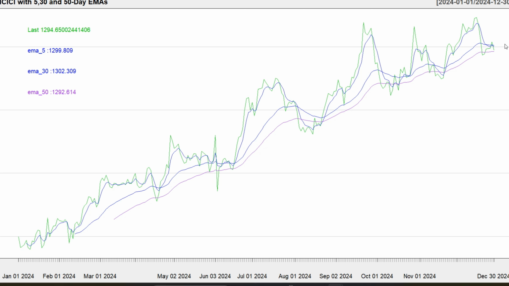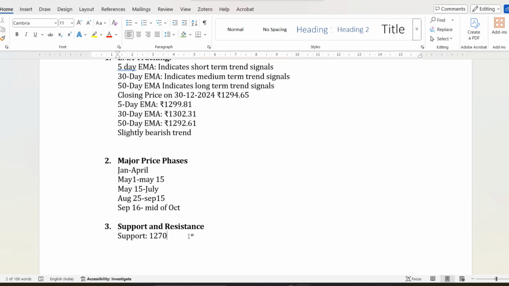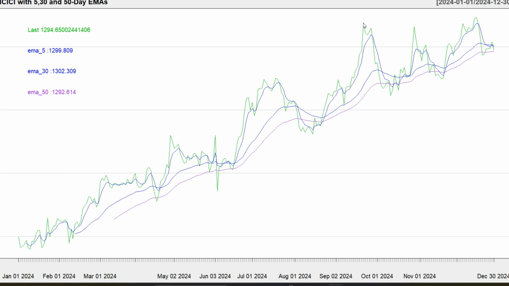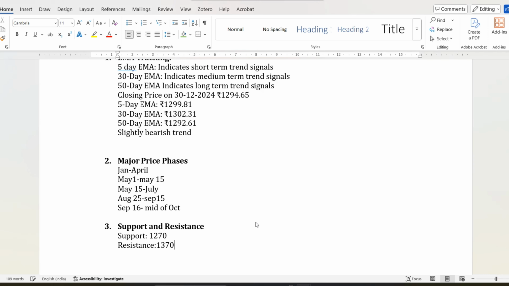If you join all the low points of this graph, you can see the upward trend going on. So we can expect 1270 maybe the support level. Then resistance: it is not crossing the 1350 mark here. It has crossed once, but immediately after there is a sudden dip. So we can say around 1370, the previous high, we will take it as resistance. This is just an expectation, it need not be specific.